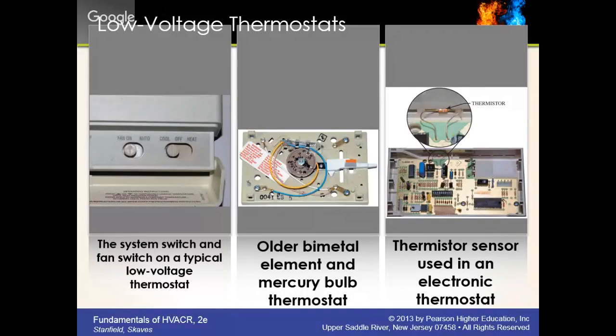Bring this down. So, low voltage thermostats. Let's talk about what these switches do down here. So our picture up on the wall there, we have the fan and the cool, off, heat. Who can tell me how we're going to set this up if we want the fan to run only when the heating or cooling cycle is going to go? It's going to be on auto, right? Right.